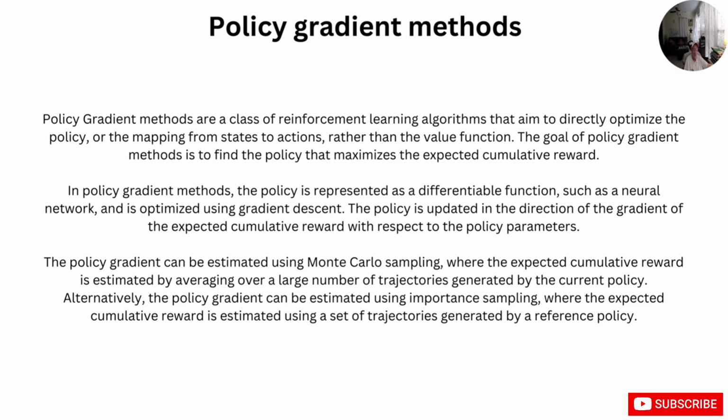The policy gradient can be estimated using Monte Carlo sampling, where the expected cumulative reward is estimated by averaging over a large number of trajectories generated by the current policy. Alternatively, the policy gradient can be estimated using importance sampling, where the expected cumulative reward is estimated using a set of trajectories generated by a reference policy.